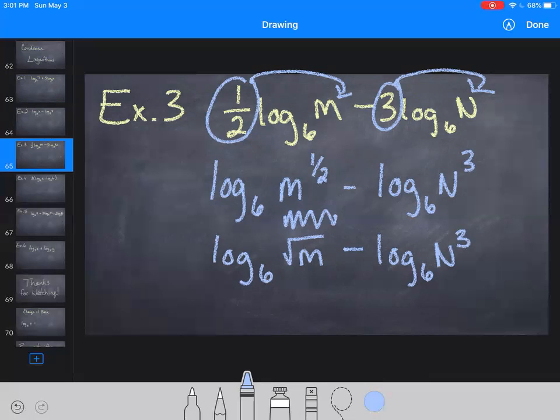Whenever I condense further, I write log base 6 one time. Since there was a subtraction sign, I know I have a fraction. The one that had the positive log in front of it goes in the numerator, so that's going to be my square root of m.